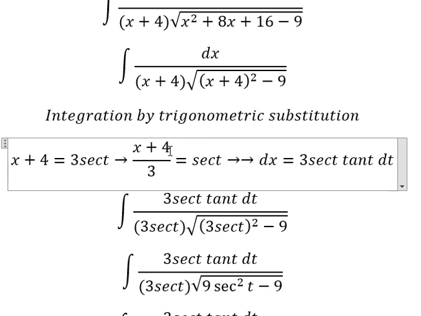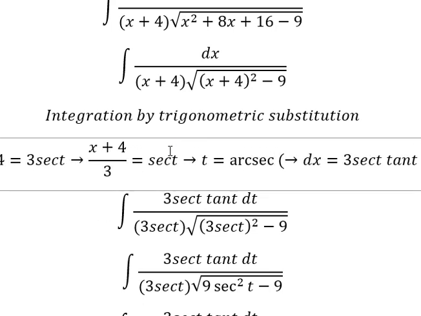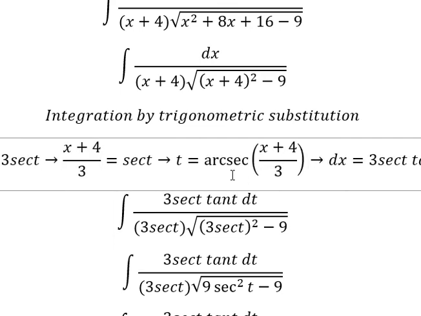And now we can find the value of t, which equals the inverse secant of this one. So I will put this one in place of t.